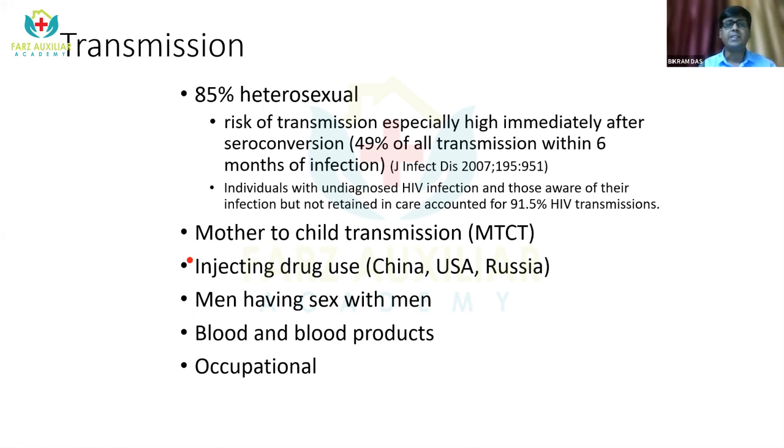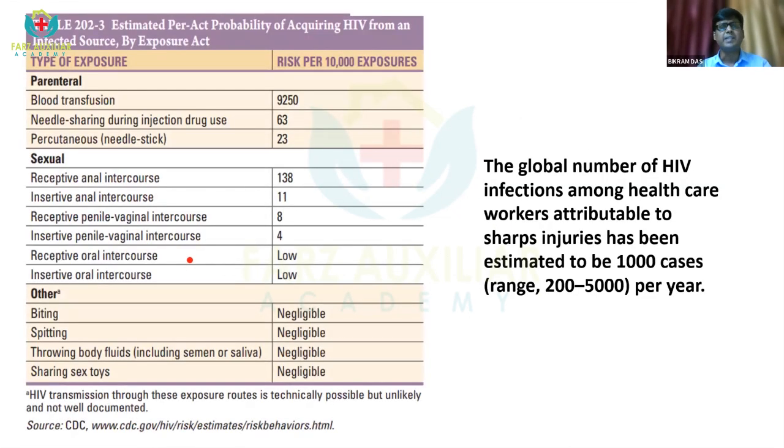85% of transmission is actually heterosexual, and other routes are mother to child and injectable drug abuse, mostly in China, the US, and Russia, and also in the northeastern part of India. We can also see IDU patients, MSM, blood product transfusion, and occupational exposure. These are the major modes of transmission of HIV. This is the percentage per 10,000 exposures: blood transfusion gives more than 9,000 infections, needle sharing 63, percutaneous 23, anal intercourse 11, and receptive penile-vaginal intercourse 8.